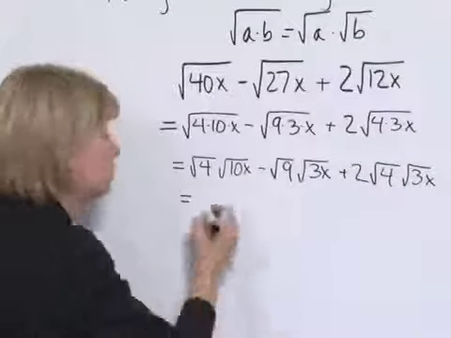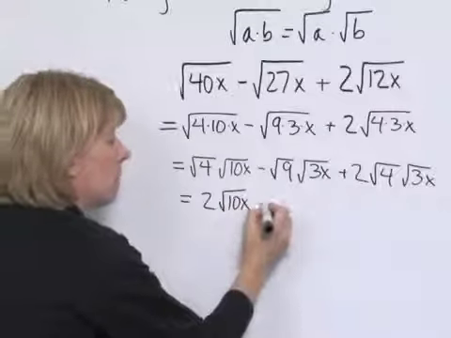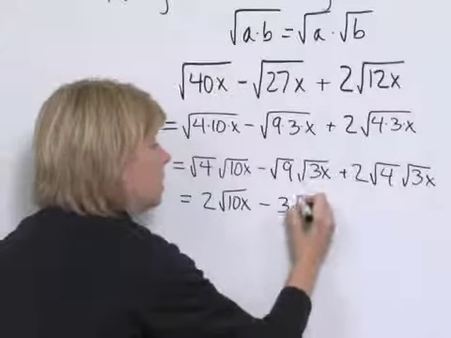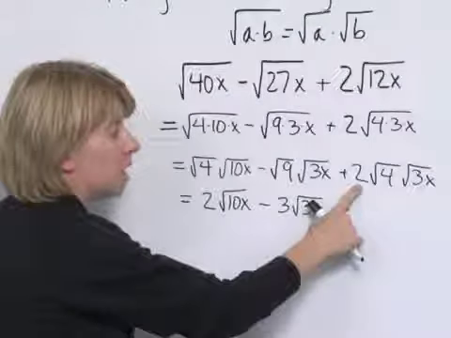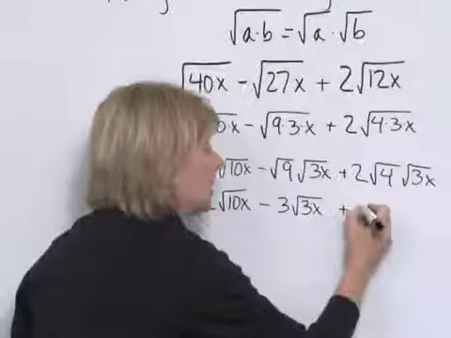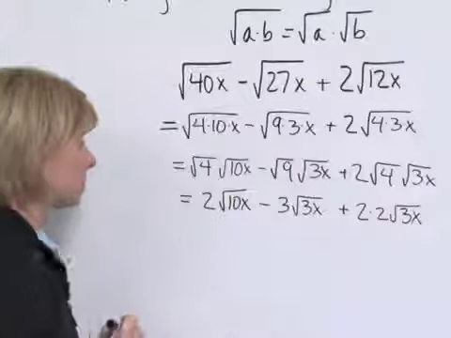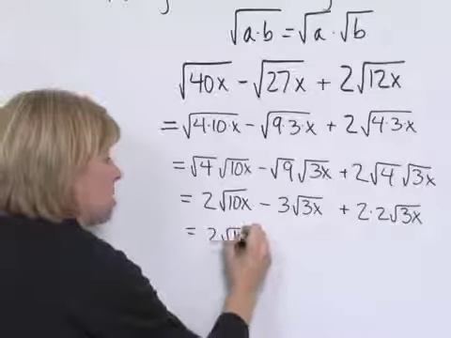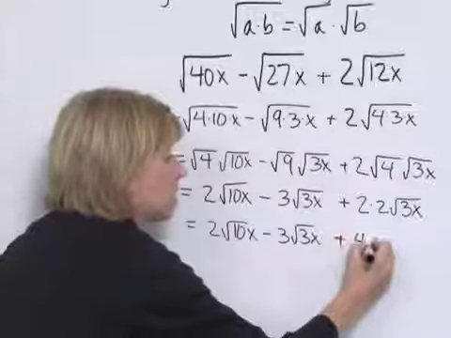The square root of 4 is 2. So we've got 2 times the square root of 10x minus the square root of 9 is 3, 3 times the square root of 3x plus, here we've got 2 times the square root of 4 is 2, so we've got 2 times 2 times the square root of 3x. And I'm just going to multiply that 2 times 2 at the end as our coefficient for the square root of 3x in our last term.